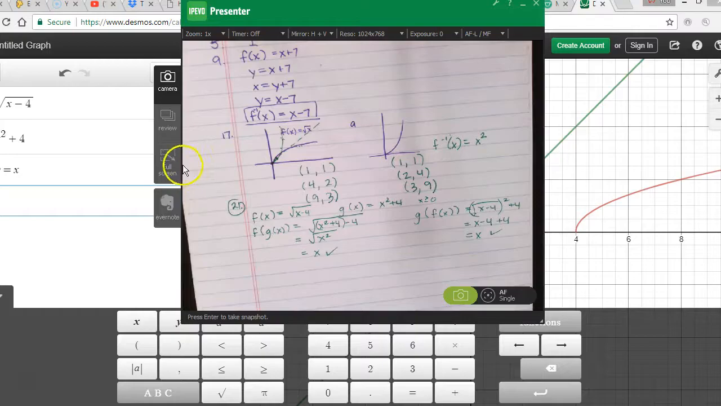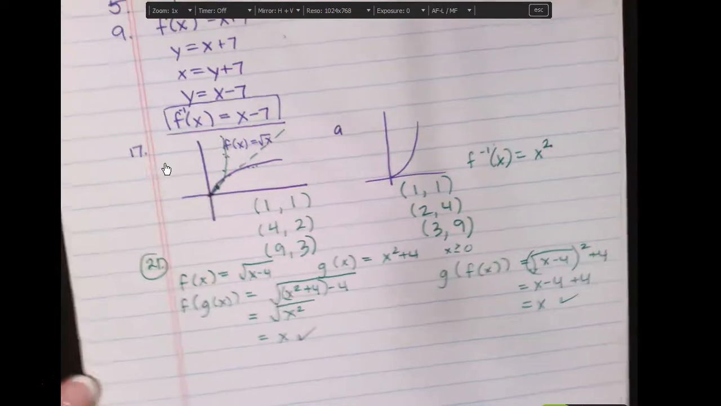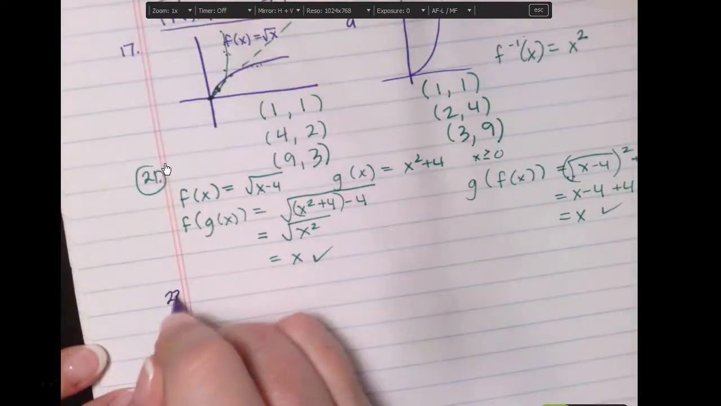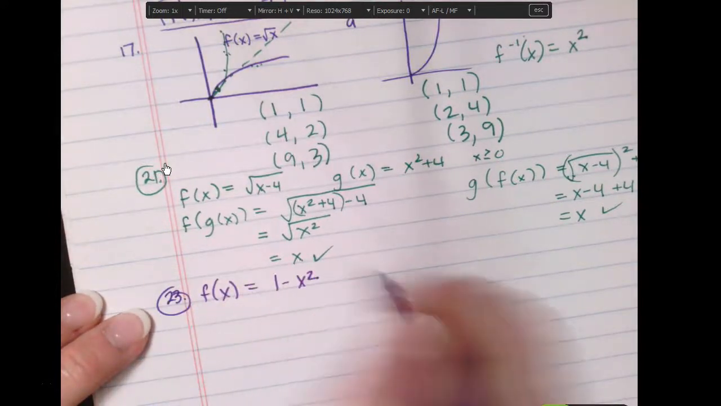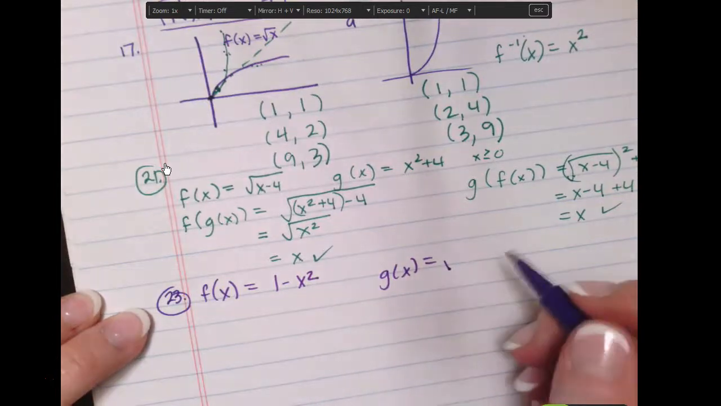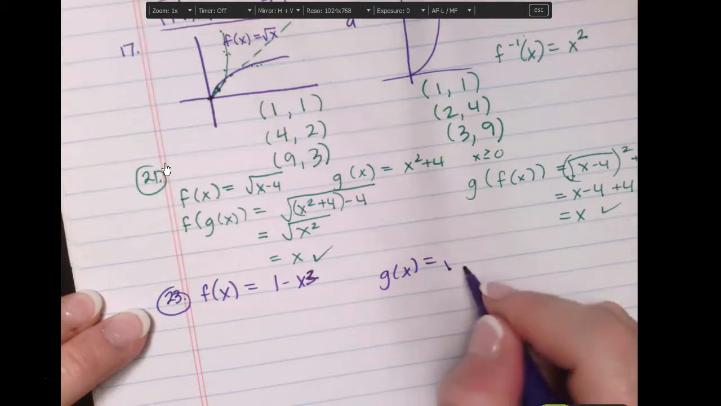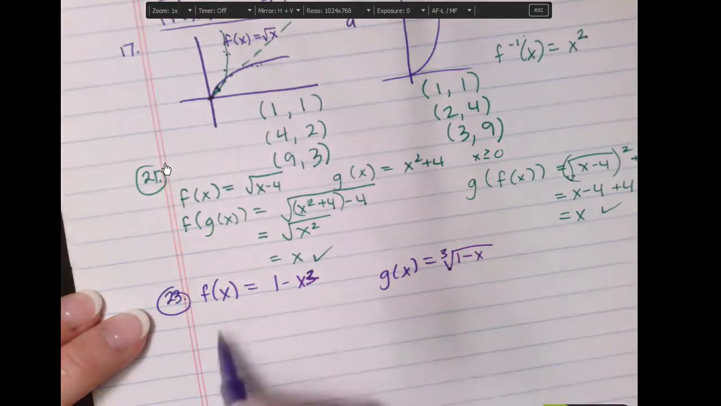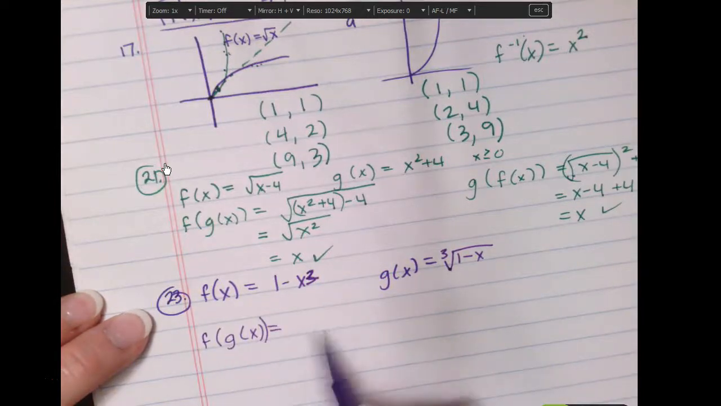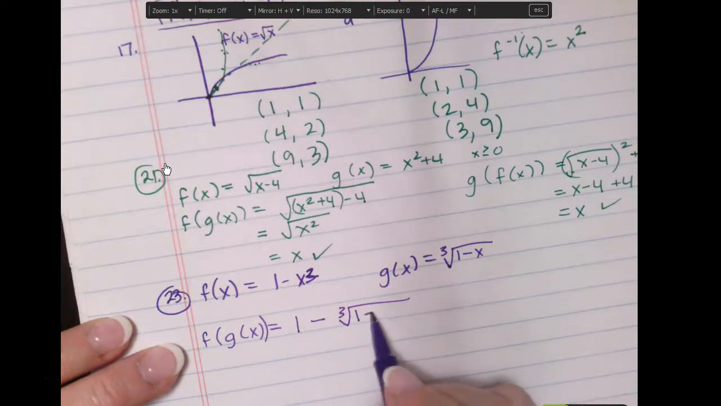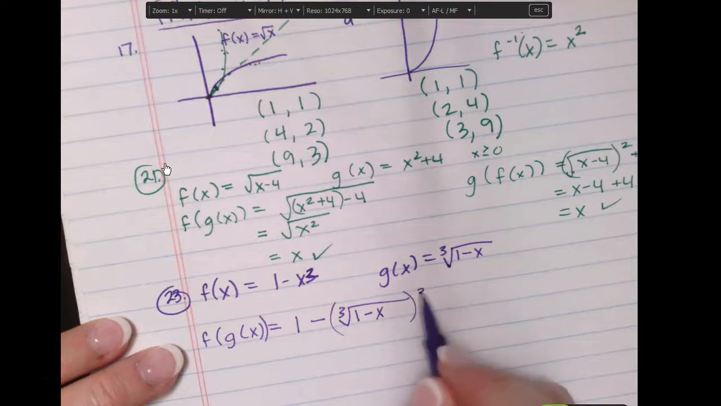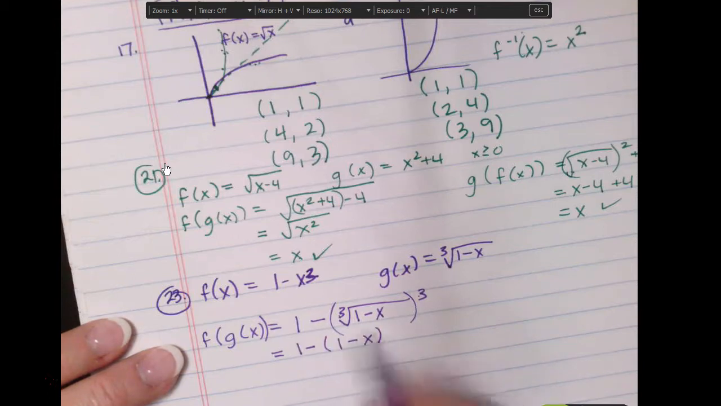Okay, so now let's keep going. In number 23, we're going to be asked to do something pretty similar. In 23, the functions are f of x equals 1 minus x squared, and g of x is the cube root of 1 minus x, so I'll do f of g of x. 1 minus, and instead of an x, I'll put in the cube root of 1 minus x, cubed. And then cube root and cube counteract each other, so I get 1 minus x. So 1 minus 1 is 0.